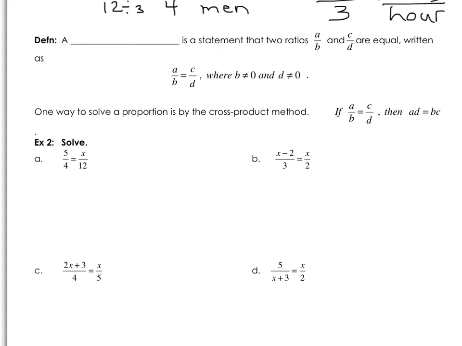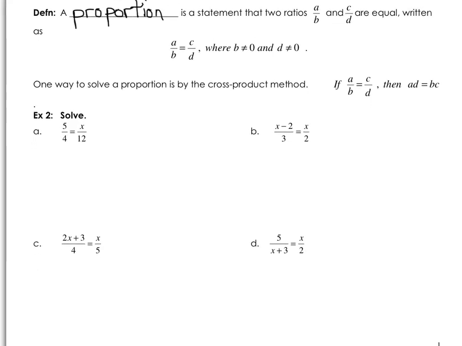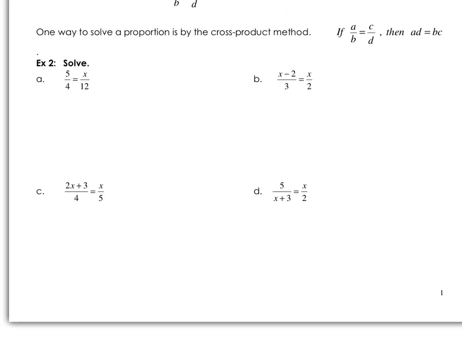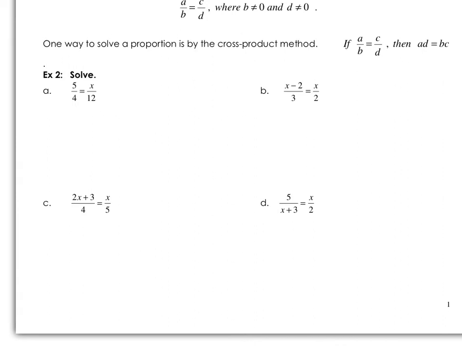A proportion is a statement that two ratios, A over B and C over D, are equal, written as A over B equals C over D. But of course the denominators cannot be equal to 0. One way to solve a proportion is by the cross product method. So if A over B equals C over D, then A times D equals B times C. You can cross multiply.